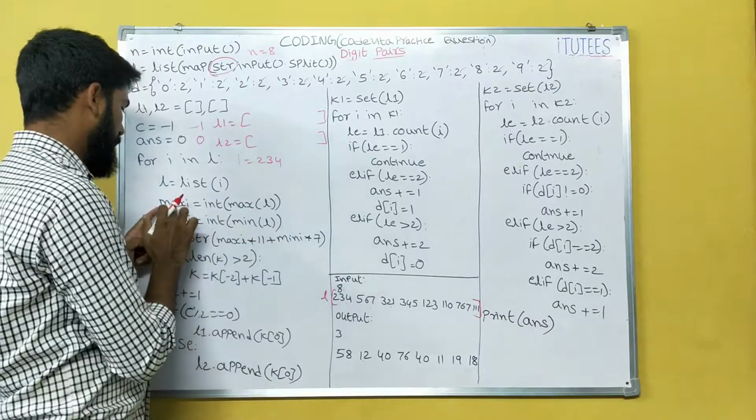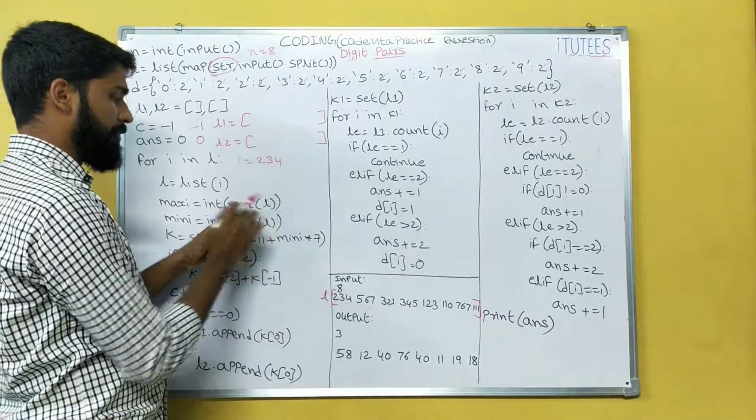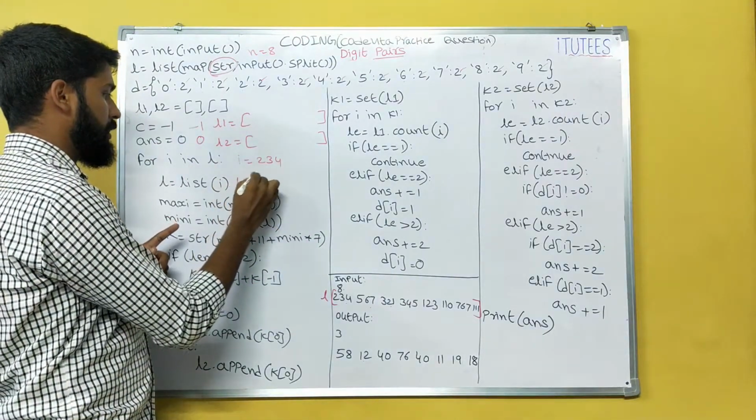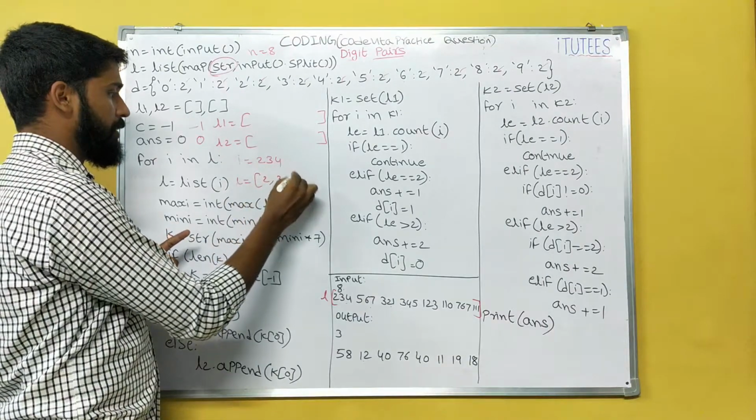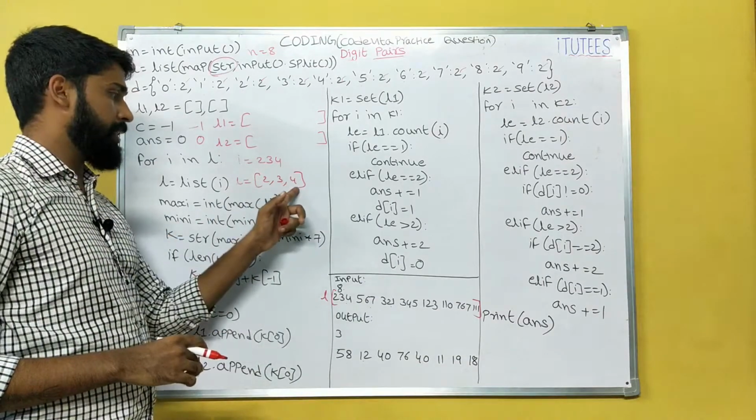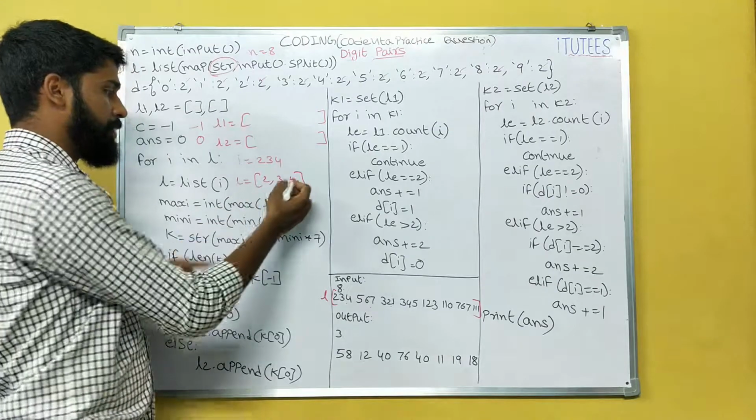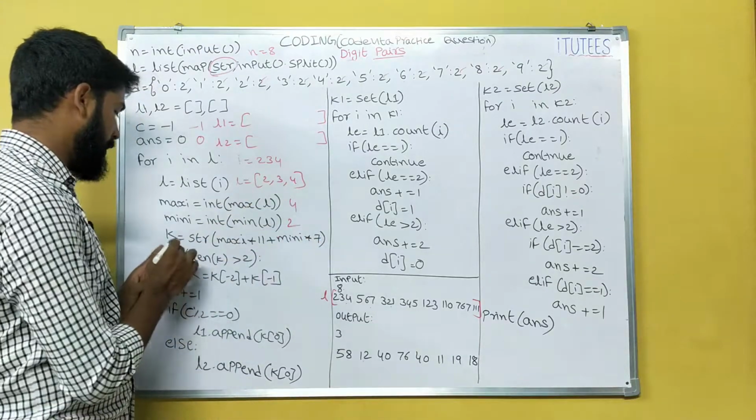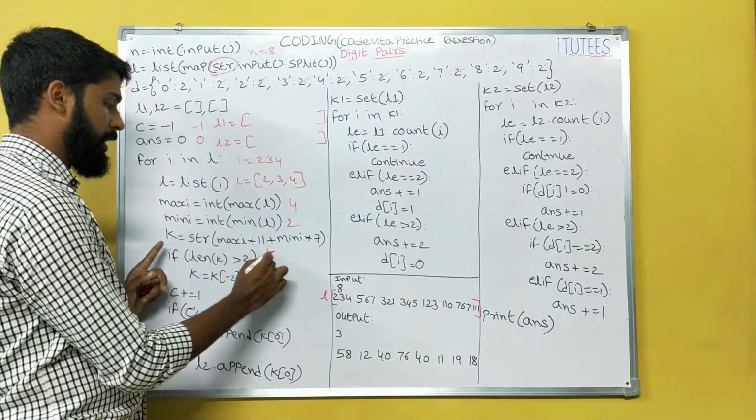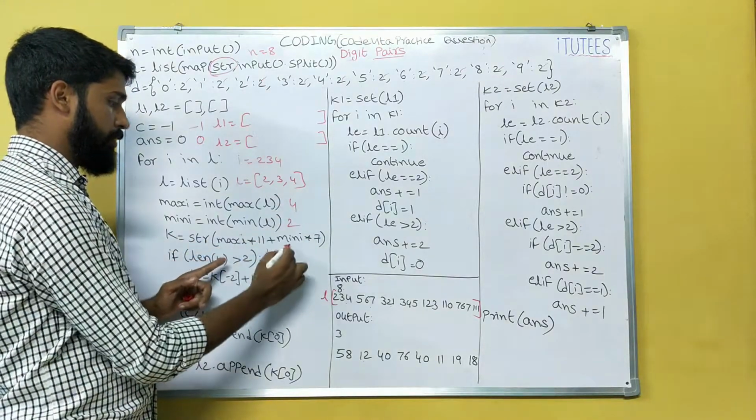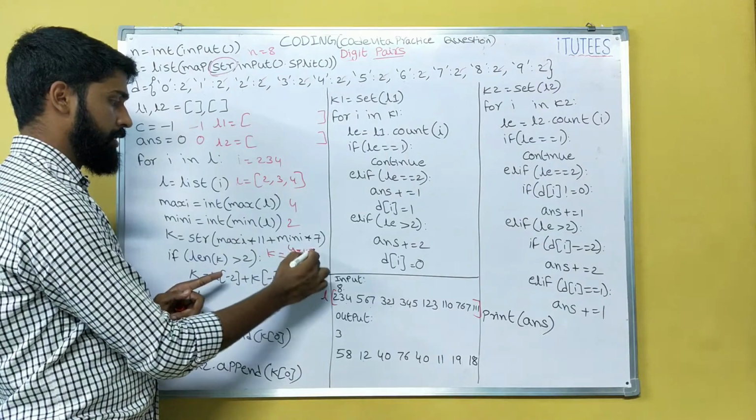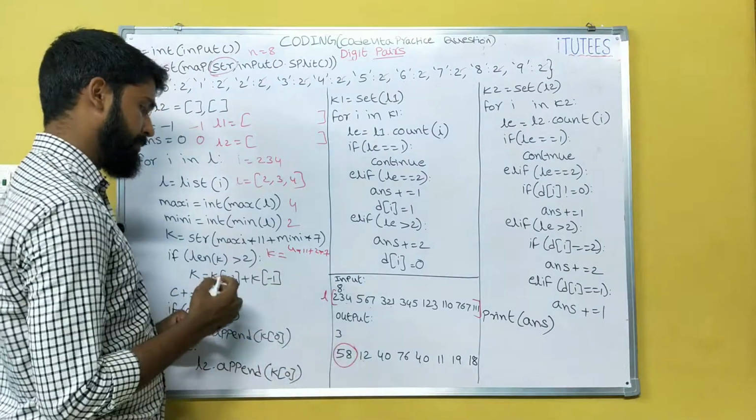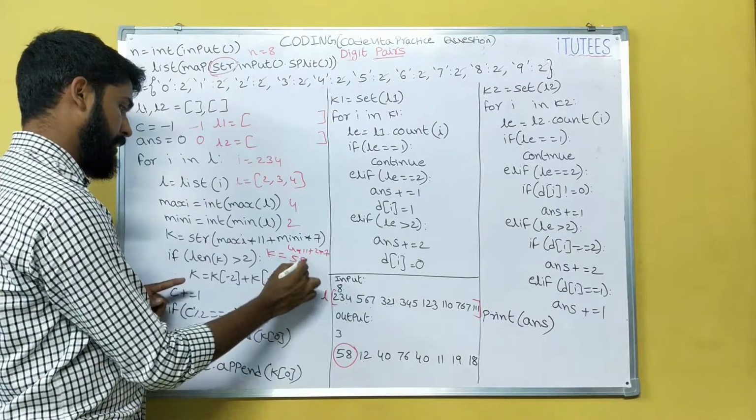Okay. So max equals max of L, and min equals min of L. In the first iteration, I equals 2, 3, 4. I am taking one list and storing 2, 3, 4 in it, to find the max number and the min number. What is the max number? 4. What is the minimum number? 2. And we are going to find the sum. K equals 4 into 11 plus 2 into 7, so we get 58. Okay, that is in K.